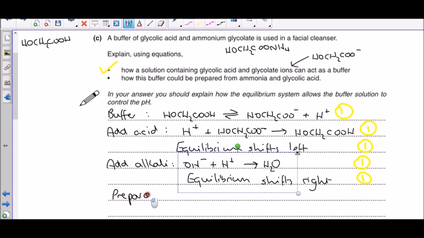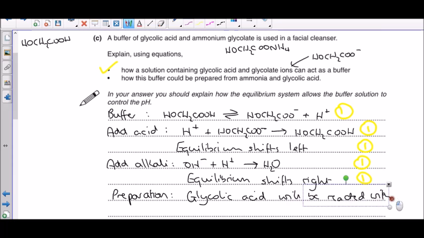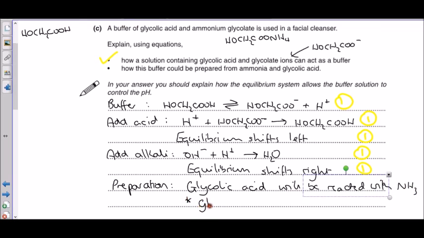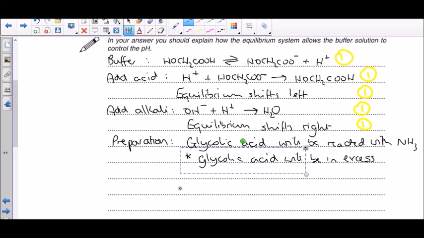So what we're going to say is preparation. So glycolic acid will be reacted with ammonia, but very important, we need to say glycolic acid will be in excess so that we get partial neutralization, and we're going to write an equation for that happening.